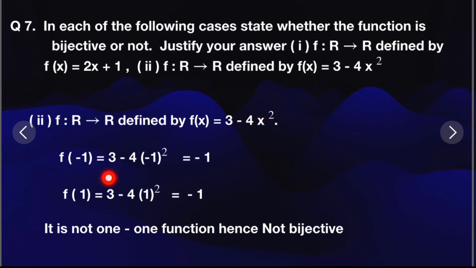So here it becomes 3 minus 4 times minus 1 whole square. This will be minus 1, the answer. Similarly, if I put 1, I also get the answer as minus 1. So two distinct elements of the domain have got a single image in the codomain. So this is not a 1 to 1 function, hence it is not bijective.